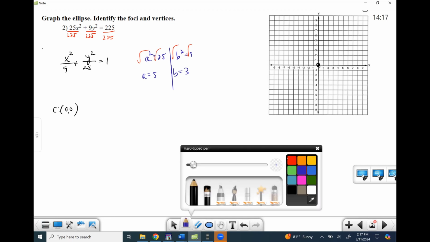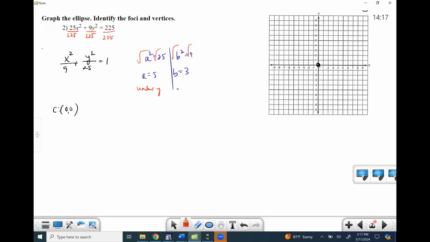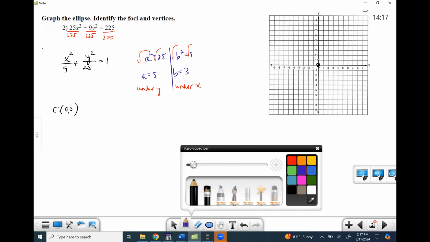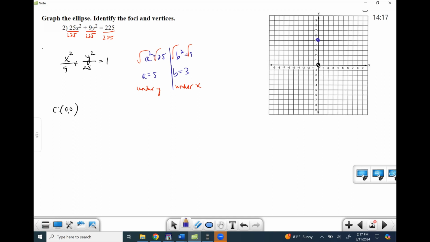So we have to look. The a squared, this one was under y, and this one was under x. So we're going to go 5 in the y direction. So up 5, put a dot, down 5, put a dot. And we're going to go 3 in the x direction. So 3 to the right and 3 to the left. And we will draw our ellipse.